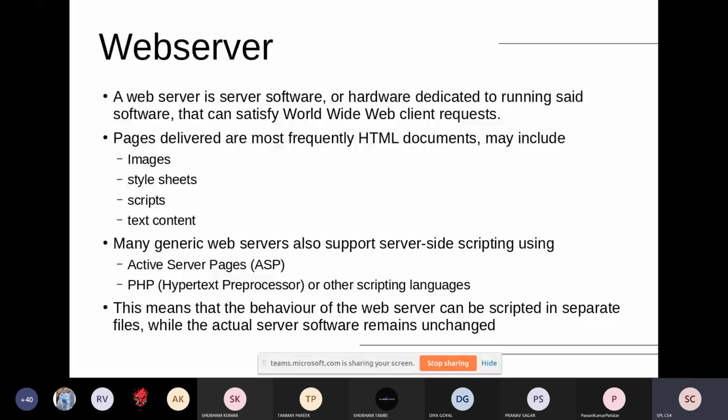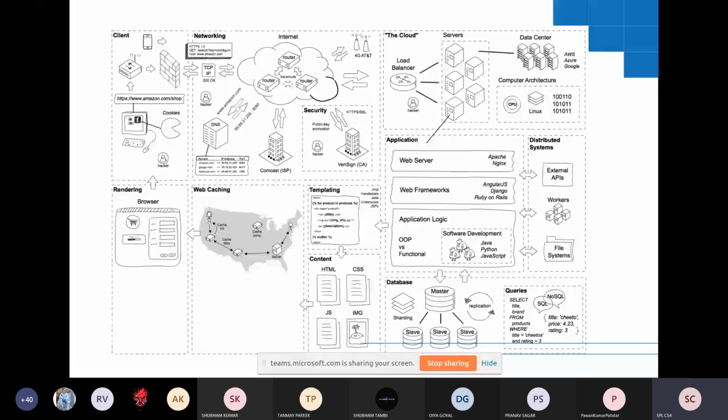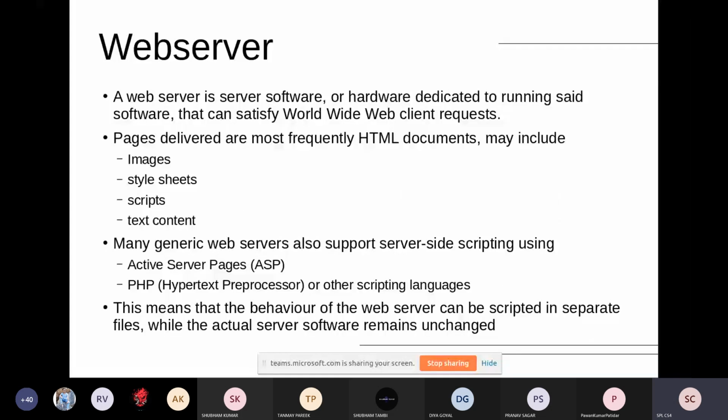What is a web server? It's server software, or hardware dedicated to running the said software. Even here in the application, we have seen that before web frameworks comes another layer of web server. And web servers could be Apache, Nginx, or maybe others. So what happens is that the pages delivered are most frequently HTML documents, which may include images, style sheets, scripts, and text documents, when we put some request to some site or some URL in our browser, right?